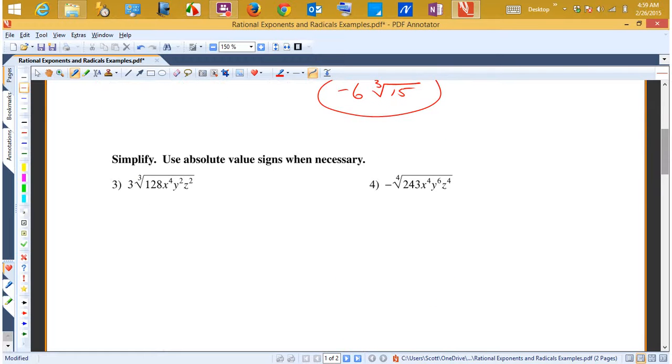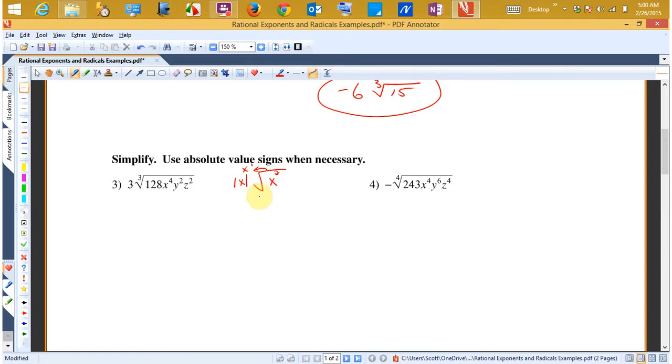Okay, let's move down to the next one where we're simplifying these roots. And what you're going to do is take any perfect cube root out. And remember what we said: if I would have an x squared coming out of a square root, since it's coming out with an x to the first power, I would have to make sure that that's not negative, so I would have to use absolute value signs there when it comes out.